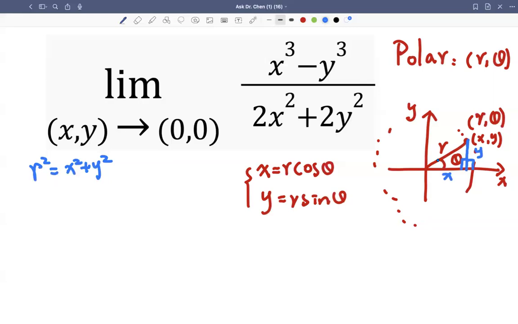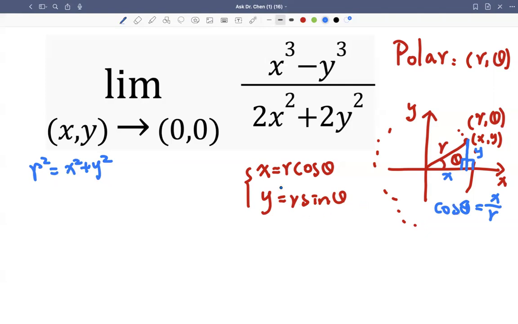Then cosine theta equals adjacent over hypotenuse, x divided by r. Cosine theta equals x divided by r. So that's why we can write x equals r cosine theta. The y is opposite to theta, so y can be written as y equals r sine theta.